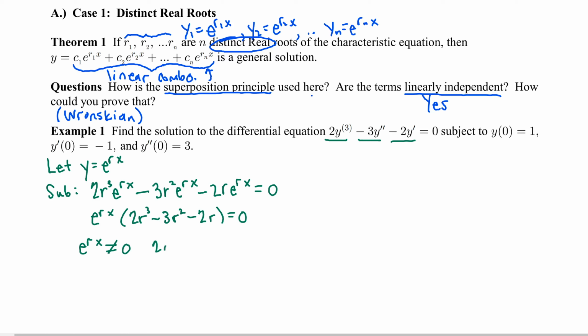But when we set this second factor equal to 0, we have a degree 3 polynomial equation. We can assume a maximum of 3 distinct solutions. Now, at this point, they may be real, they may be imaginary, they may be distinct, they may be repeated. Let's see what happens. To solve this, we can factor out another greatest common factor of r. That leaves behind 2r squared minus 3r minus 2 equals 0. Then we can factor this quadratic.